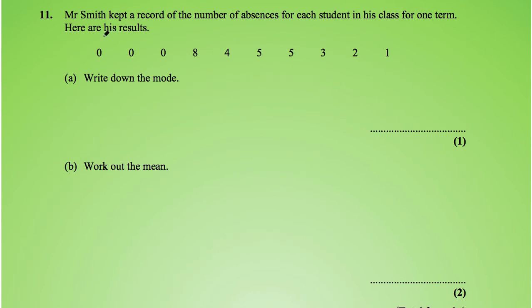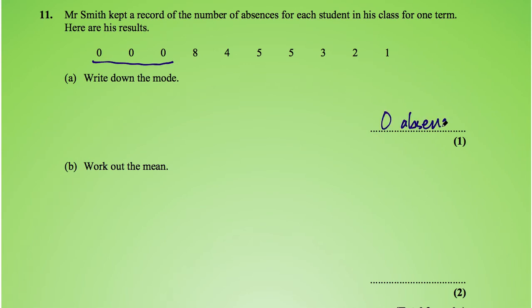Question 11. Mr. Smith kept a record of the number of absences for each student in his class for one term. Here are his results. Write down the mode. So the mode is the most frequent number, the most common number, and we can see that there are 3 zeros and there aren't 3 of anything else. So the mode is 0 absences.